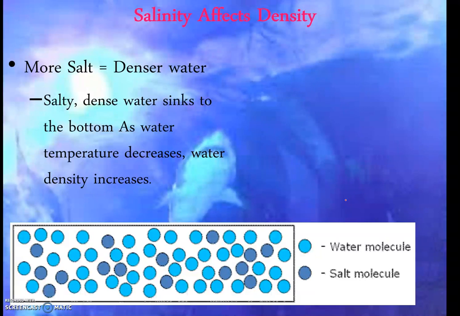Finally, we're going to relate salinity to density. So we've talked a lot about the saltiness. The more salt in the water, the denser the water is. Salty, dense water sinks to the bottom. As the water temperature decreases, the water density increases. So both the salinity and the temperature of the water make the water at the bottom of the ocean the most dense.